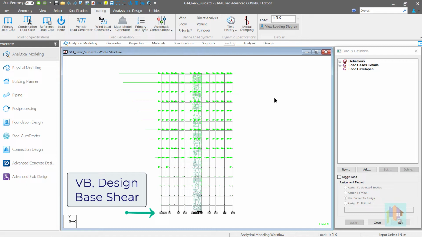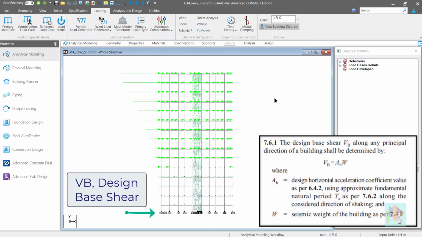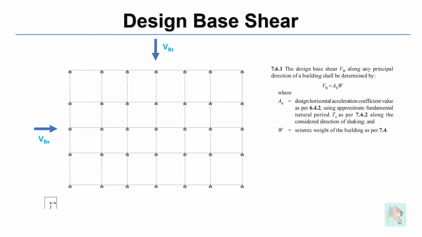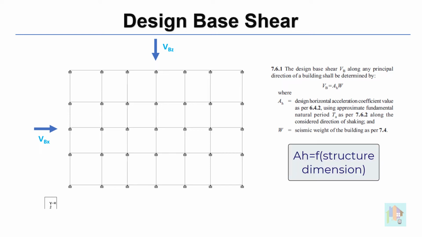And this force at base is known as design base shear, which is defined under clause 7.6.1 as AH into W. W is the total seismic weight of the structure and AH is the design horizontal acceleration coefficient. This is similar to the original inertia equation, right? So we need to calculate the total weight of the building and multiply it with some acceleration factor to get the base shear in each direction. Base shear might be different in different direction as AH depends on the building dimension.